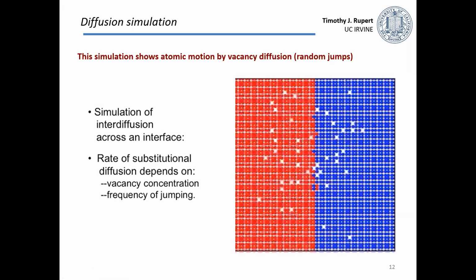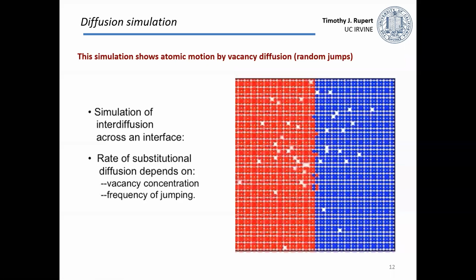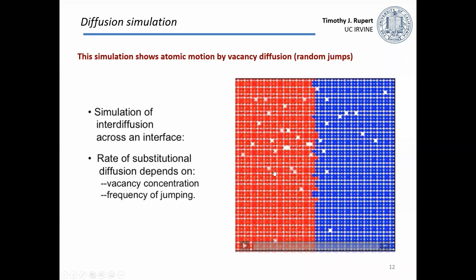Let's play this one more time. So if you think about this type of simulation, if I added more vacancies, that process would be faster. But also if I had those random jumps happening more frequently, that would increase my rate of diffusion. Now, it turns out that the frequency of that jumping is pretty directly tied to temperature.